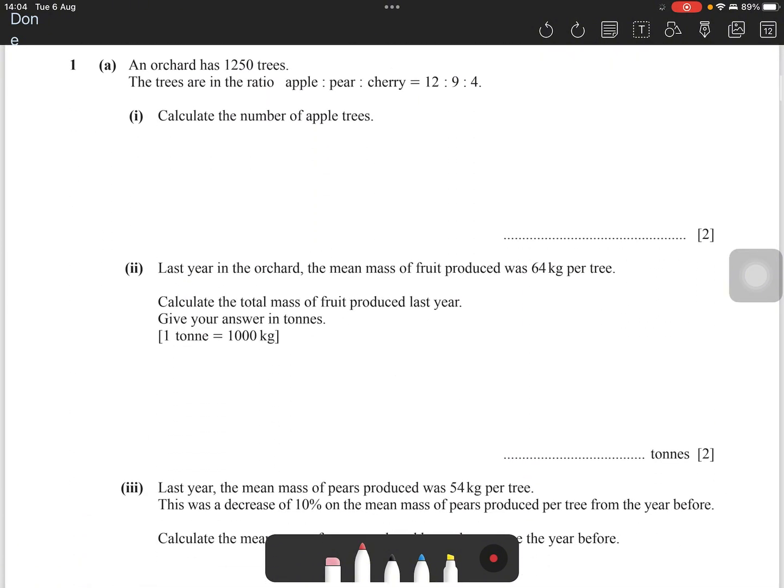Question 1. A. An orchard has 1,250 trees. The trees are in the ratio apple to pear to cherry equals 12 to 9 to 4. The first one, calculate the number of apple trees.